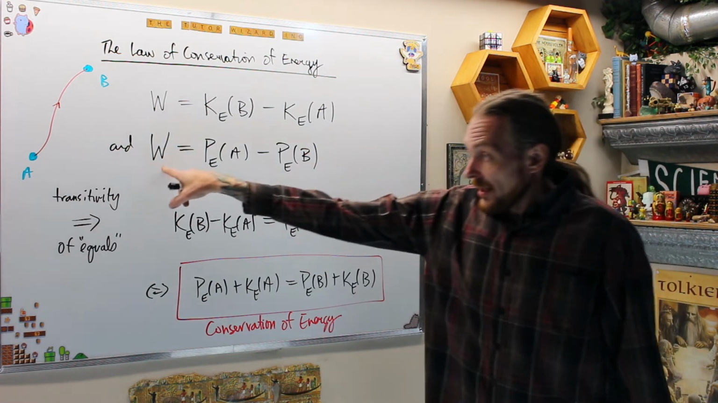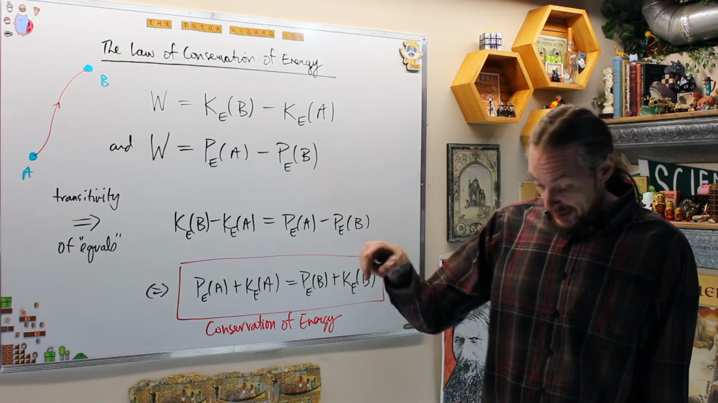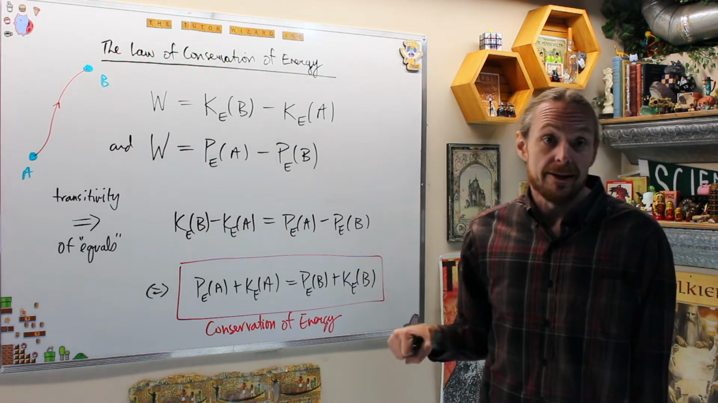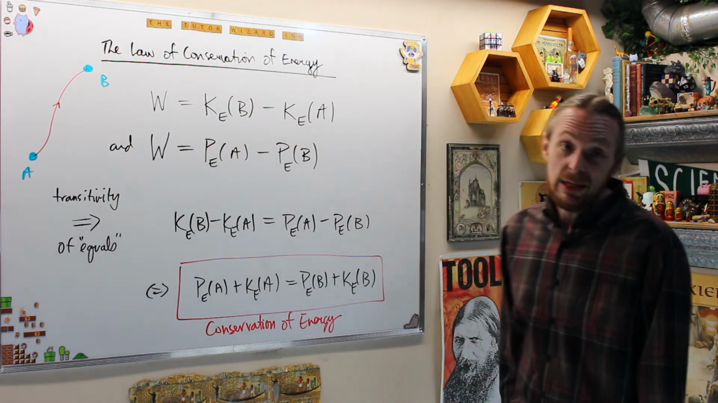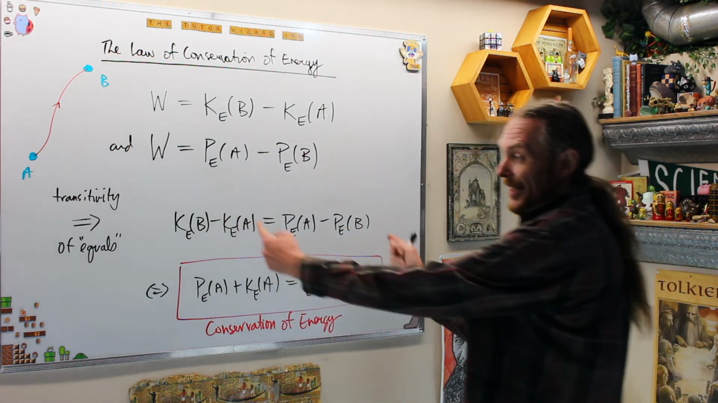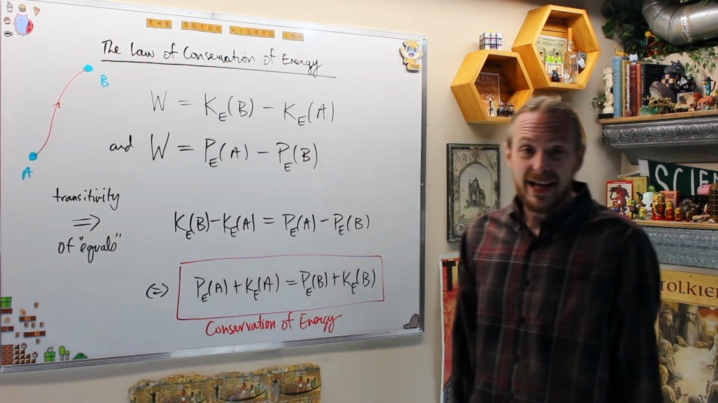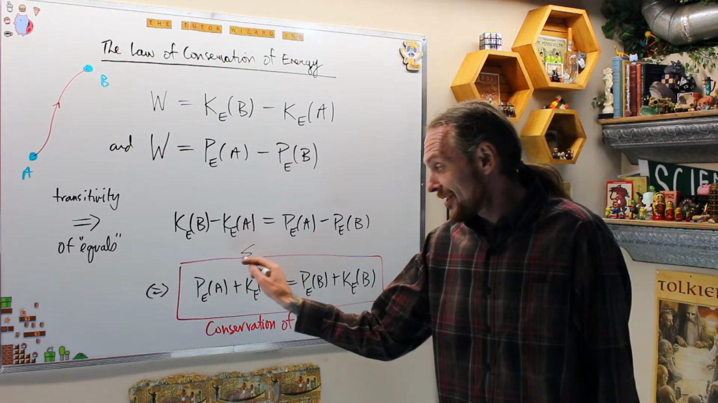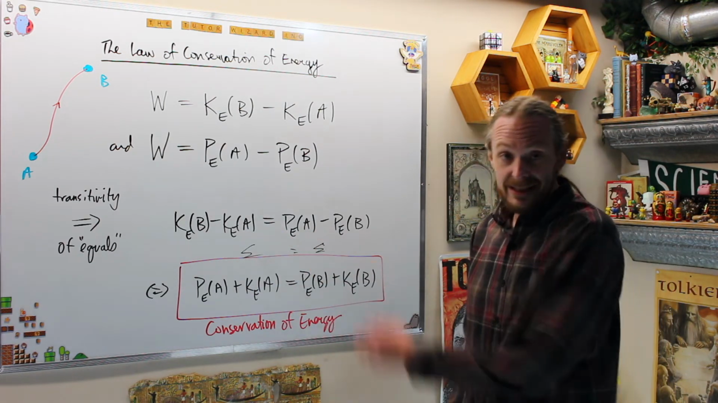And now the work phrased in terms of potential energy is actually going to be the reverse. It's going to be the potential energy down there minus the potential energy up here. If I set those things equal to each other by transitivity of the equals relation, I get that these two expressions are equal to each other. Getting rid of the negatives and moving everybody over, I see that the potential energy plus the kinetic energy, or the sum of the energies at this point, is equal to the sum of the energies at this point.